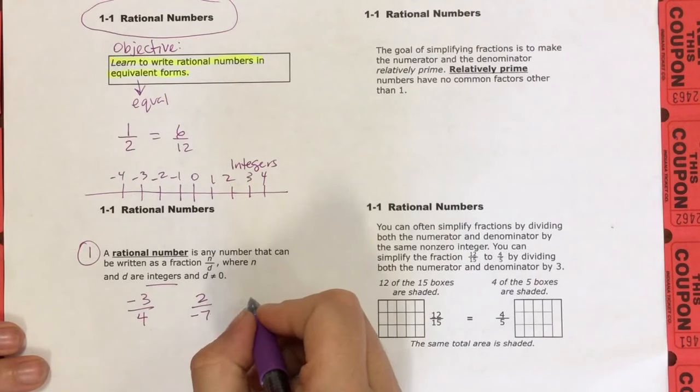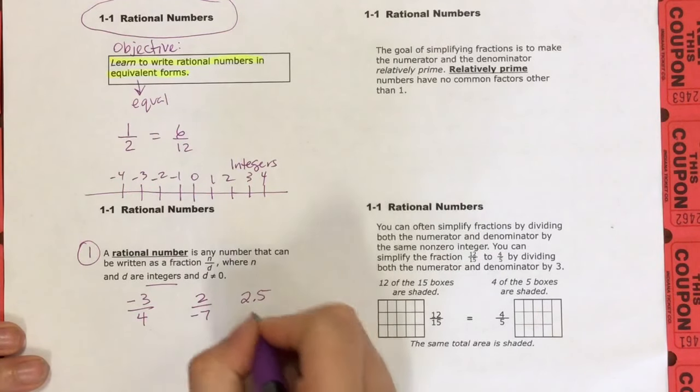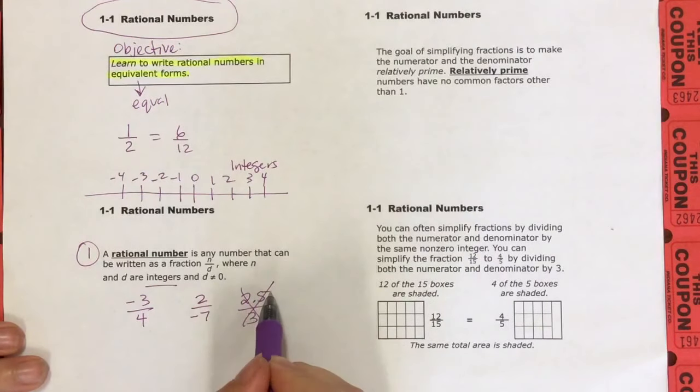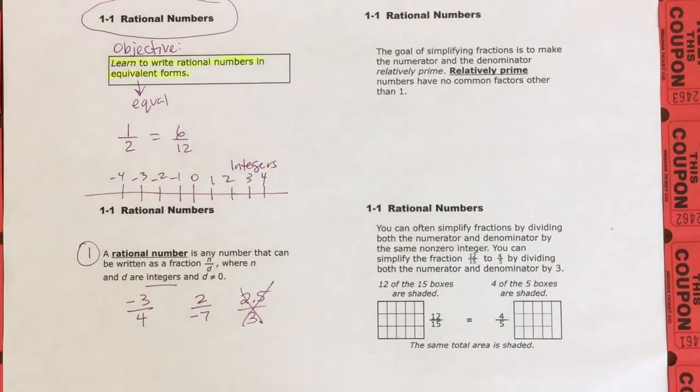However, something like 2.5 over 3 would not be a rational number, because 2.5 is not an integer, it's a decimal. So that's the first characteristic of a rational number. It can be written as a fraction.